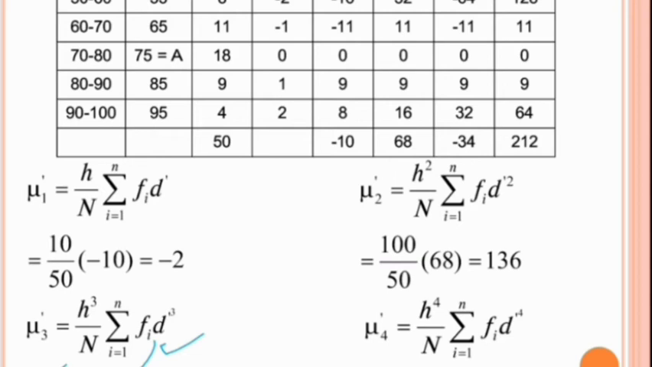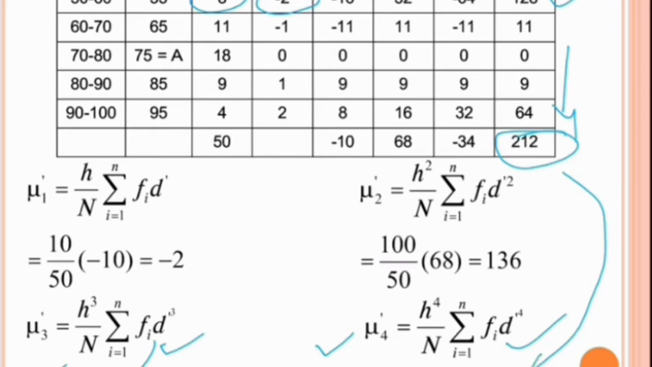In the same way, we are taking r equal to 4. You get mu4 dash equal to h raised to 4 upon capital N into sigma fi d dash raised to 4. So first, take the fourth power of d dash and multiply it with 8. You get 128. Do this for all the values of fi d dash to the 4. Find the total, that is 212, and put in this value. You get your fourth moment as 424.